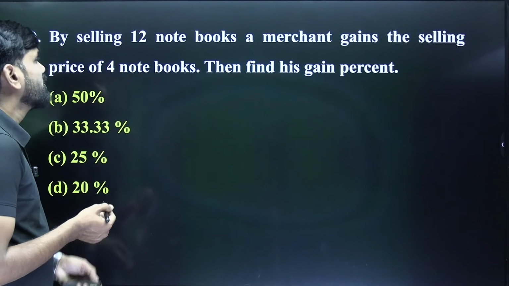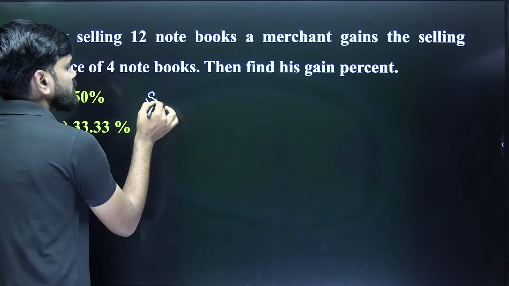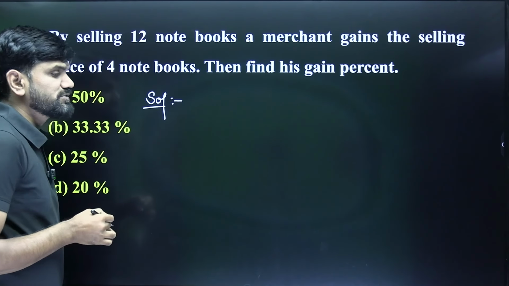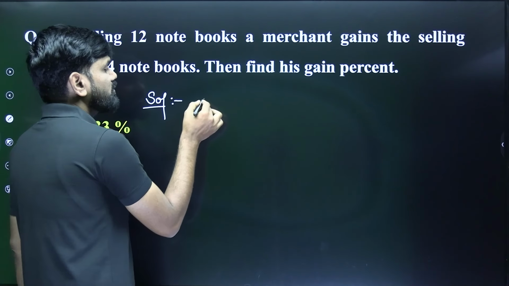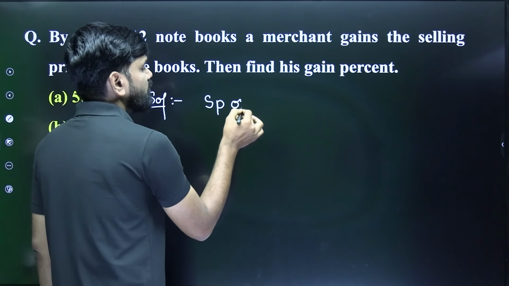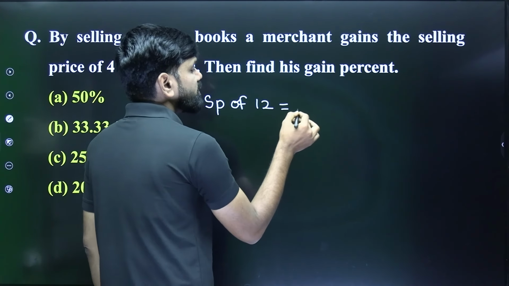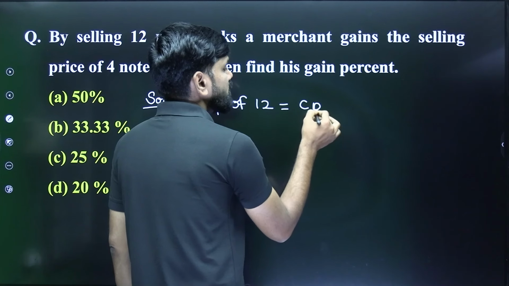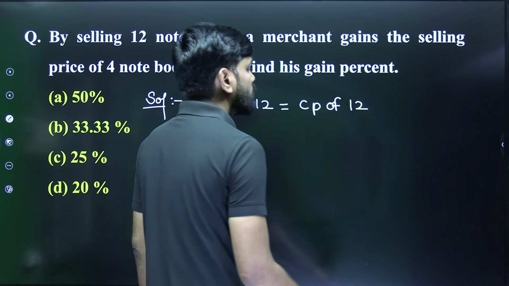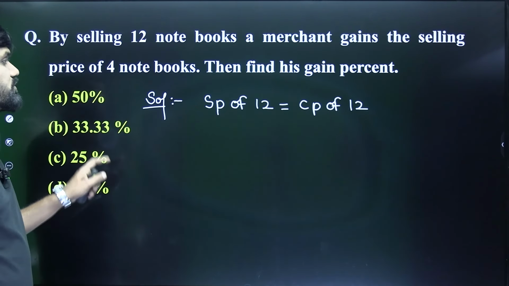Look at this. By selling 12 notebooks, a merchant gains the selling price of 4 notebooks. Meaning, as I told you, always start with SP. By selling 12 notebooks means selling price of 12 notebooks is equal to, if he is getting the cost price of 12 notebooks, in the transaction there is no profit, no loss. That is called the break-even point.